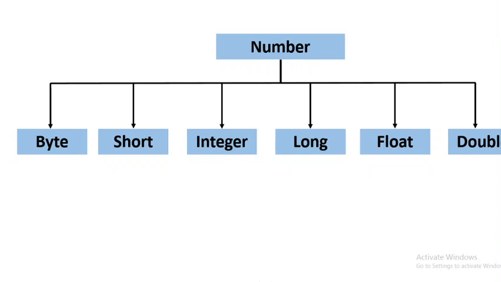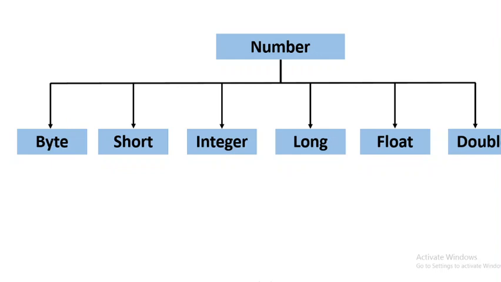So what are wrapper classes? For every primitive data type, a related wrapper class is available. Basically there are three categories: number, character and boolean. Under the number category, these are the wrapper classes available. Out of that, Byte: this Byte wrapper class is used for the primitive data type byte.